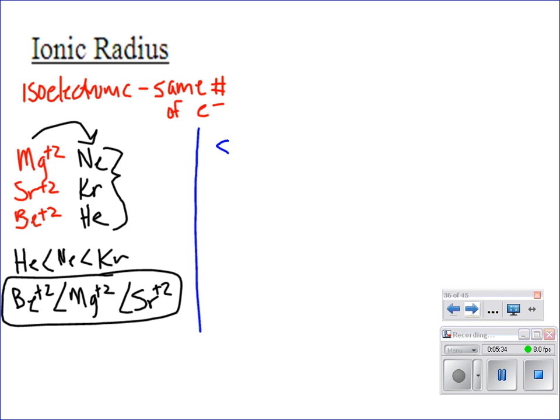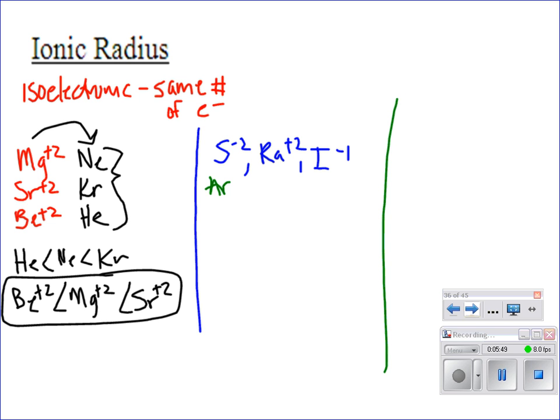They might say compare S minus 2 to Ra plus 2 to I minus. That's a little daunting, and students are like, oh my god, what do I do? Well, what you do is find what noble gas these are isoelectronic to. So when S gains its 2 electrons, it's the same number of electrons as argon. That's isoelectronic with radon. And this is isoelectronic with xenon.